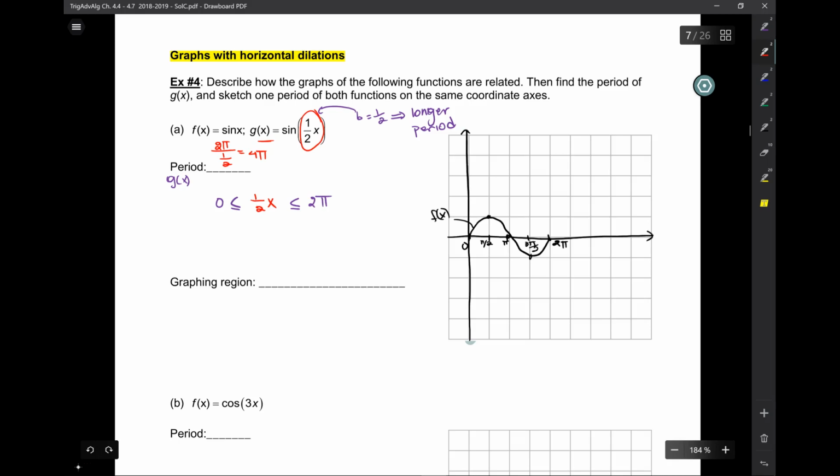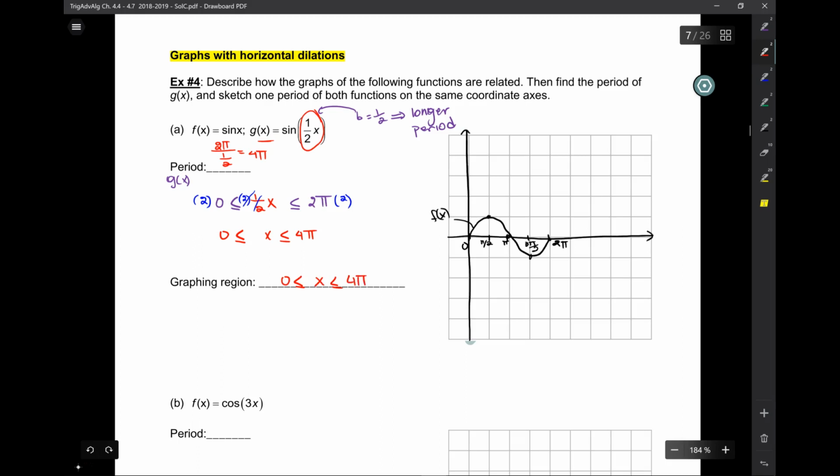Now, I need to solve this for x. And we're going to think back to our algebra days. If I want to solve this for x, I need to multiply by 2. So when I multiply this by 2, I multiply this by 2 and this by 2. It's Throwback Thursday. We're throwing back to Algebra 1. This is 1/2 times x, so I need to multiply by 2 to get rid of it. In order to keep the equation balanced, every single term must be multiplied by the same thing. So now I have 0, x, 4 pi. So my graphing region is 0 to 4 pi.